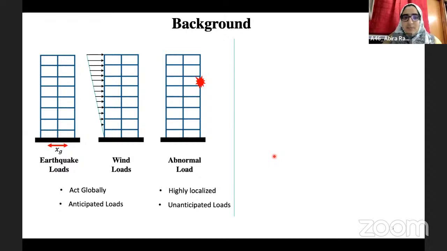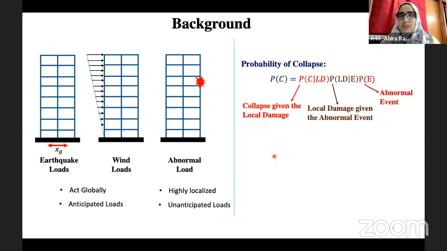Speaking in probabilistic terms, the probability of collapse of a structure given an abnormal event can be defined as the product of three probabilities, as shown here. In case of these unforeseen events, the probability of occurrence is difficult to define, and hence P of E cannot be defined, and hence we cannot define the term probability of local damage given the abnormal event. So this problem is dealt with by taking the product of these two probabilities as equal to 1, and hence the probability of collapse is just the probability of collapse of the structure given the local damage.